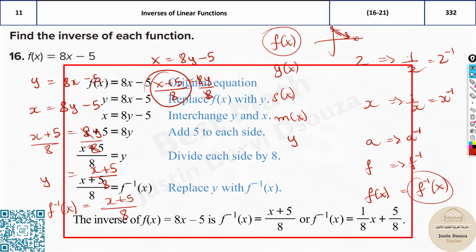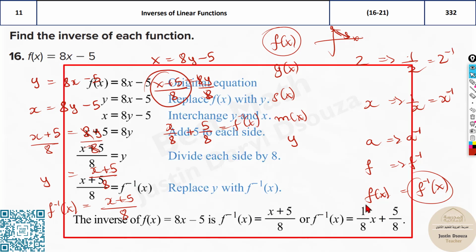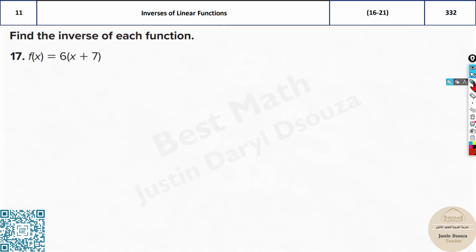Okay, now generally they'll write the answers only like this. But if at all you see here, you can divide both the terms by 8, isn't it? It will become x by 8 plus 5 by 8. That is equal to f inverse of x. This is rarely given in the options. Generally, this would be the option which will be given, x plus 5 divided by 8. Now over here, what do we have is the same thing.